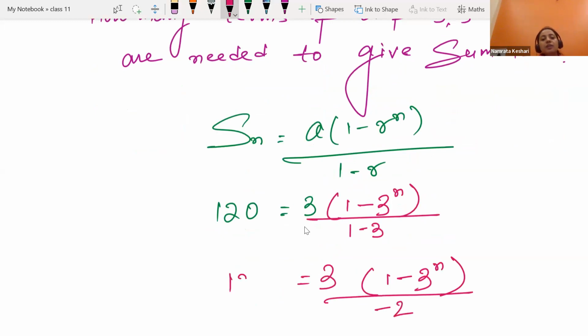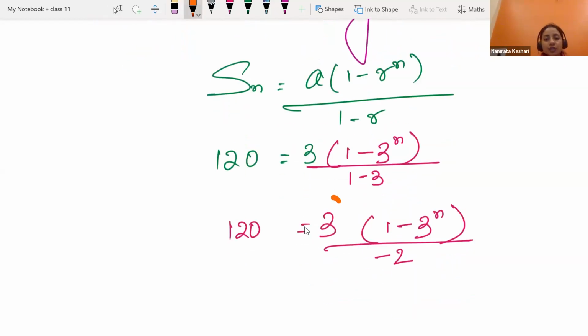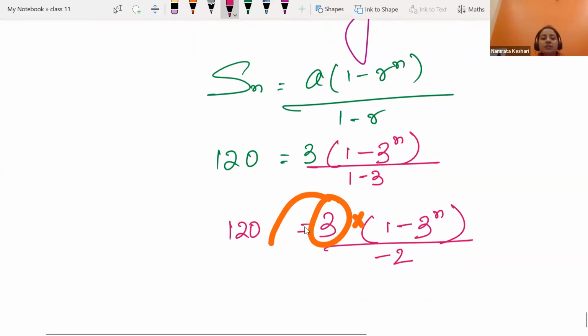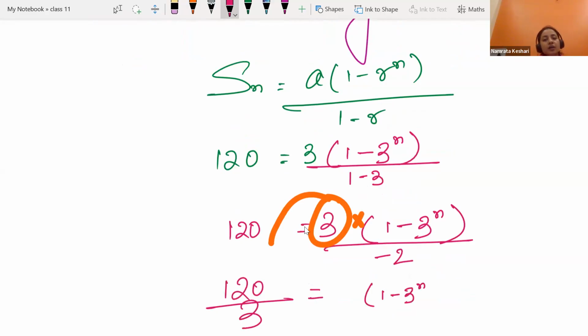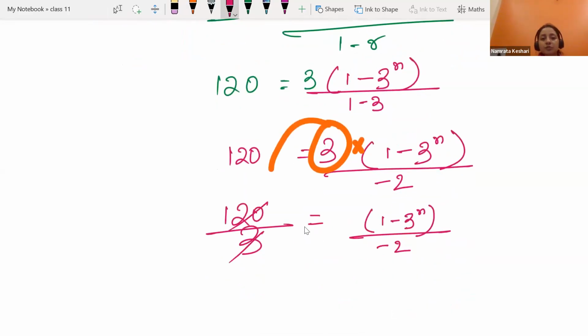Now we know that everything one by one we have to take to the other side. That means this 3 which we can see over here, we will be taking to the other side. Here it's in multiplication, in the numerator. There it will be in division, that means in the denominator. 1 minus 3 to the power n is still there. My minus 2 is still there, right? Okay, 3, 4 times 40 we are getting 40, 40, 40.